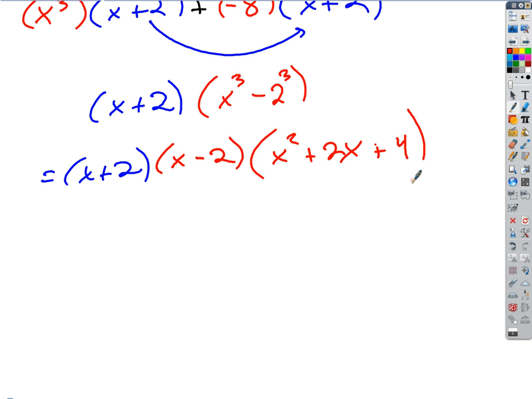Does this go any further? No. Big fat no, right? Never, ever, ever. That one never goes further, so we got it factored. Okay, good.